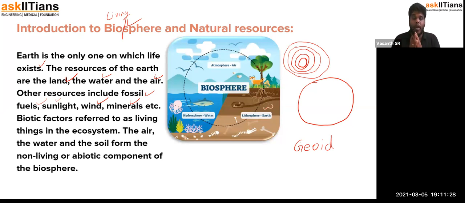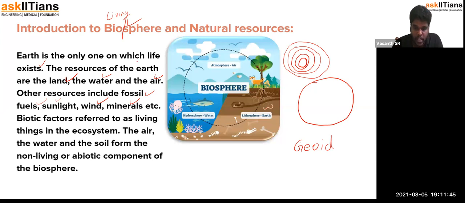All those come under biotic components, and every single living organism is categorized under living component or biotic component. So anything which is not living is called a non-living component or abiotic component. So this is about the biosphere and its resources in detail.